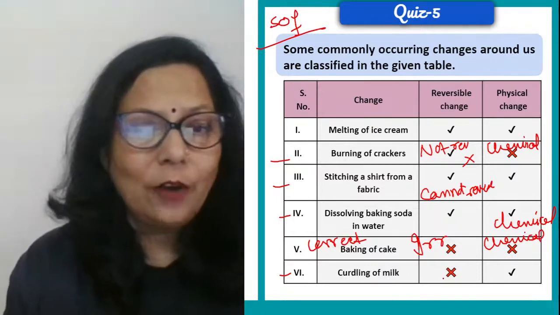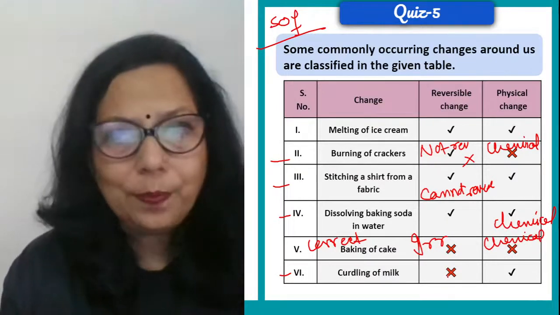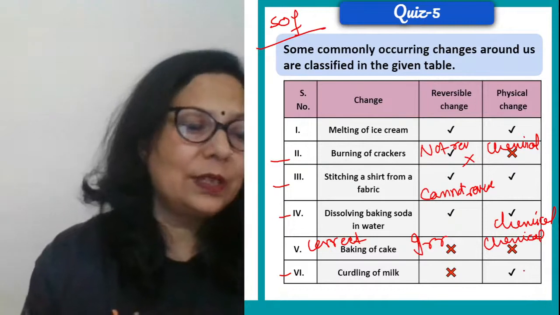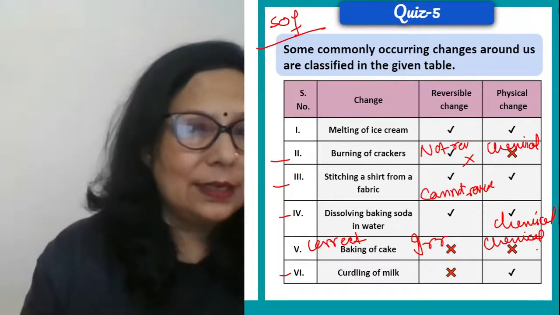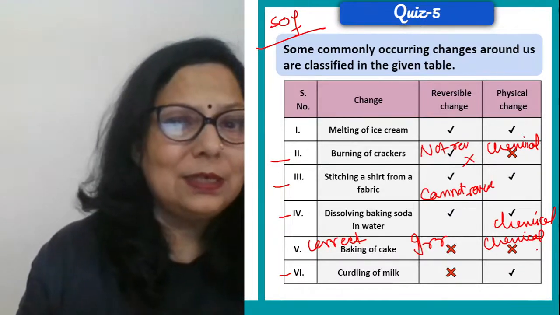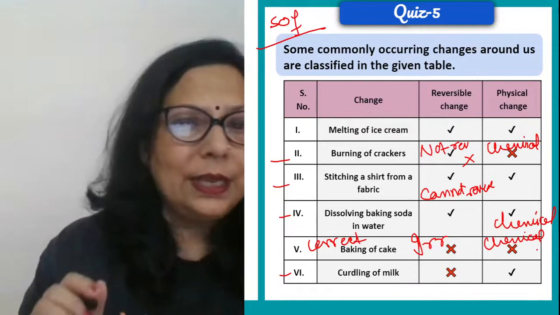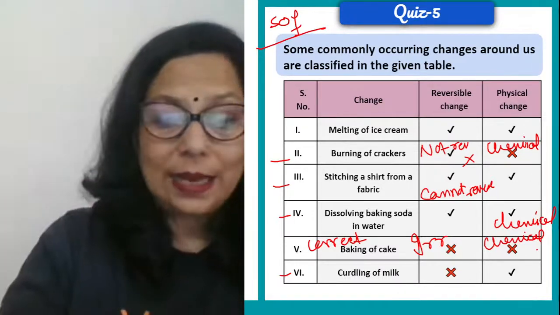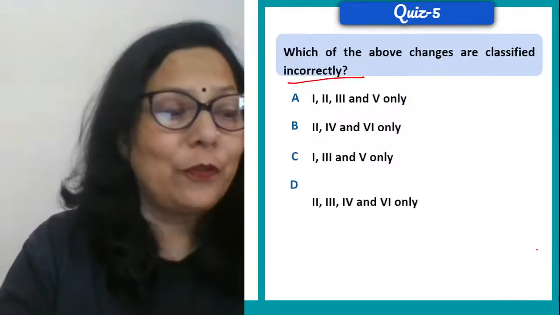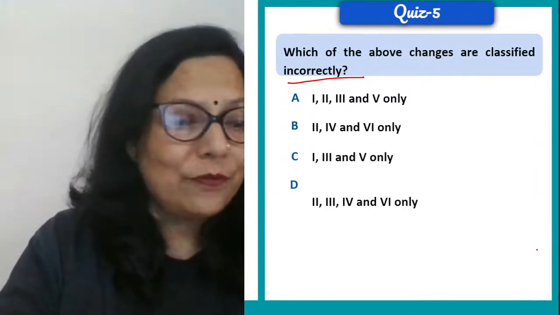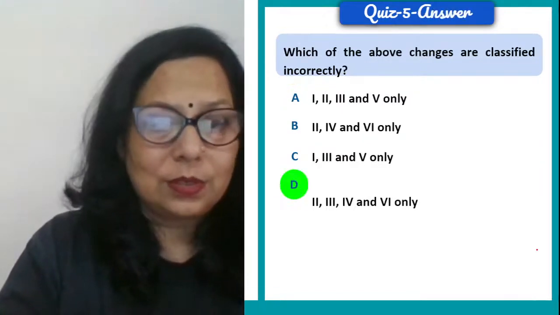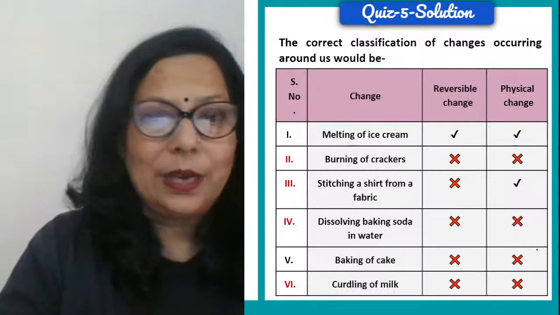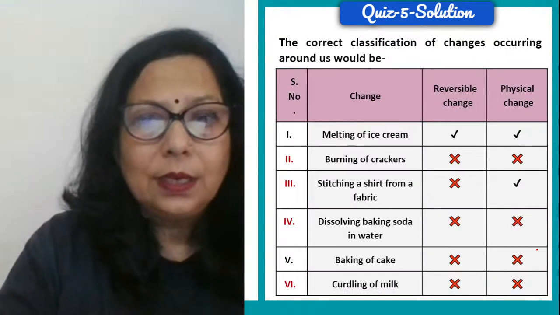So curdling of milk, it cannot be reversed, but yes, it's a physical change. It has just settled down. The properties remain the same. So second, third, fourth, and sixth. And in exam, you have to decide it within 1 minute. So you should have very good practice of these questions. Right? Yes, Mayank. Now next, so this is done.